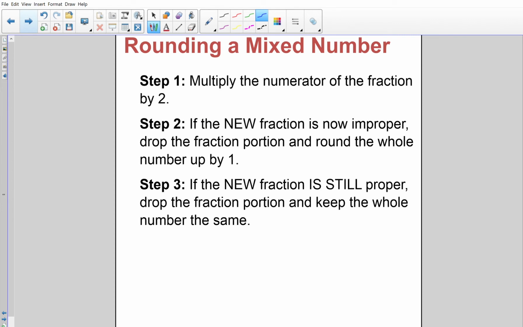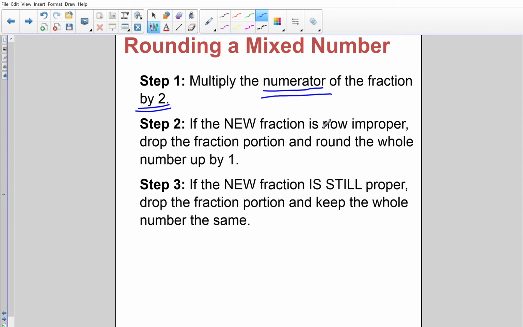So you may want to pause the video and take some notes really quickly on rounding. So there's lots of ways to round a mixed number to get it to the nearest whole number. For estimation, the way I prefer, I think this one's pretty straightforward and simple, is we multiply just the numerator of the fraction by 2, okay? So we're going to double just the top, not the bottom, just the numerator by 2, and you're going to see in the next slide how this looks.